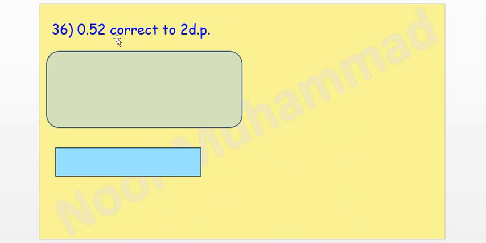Here it says 0.52 correct to 2 decimal places. So this is the keyword, 2 decimal places, right? Okay, now what are you going to do? If you go the short way, what can you write? Because you can put an extra 0 here, right? And then subtract 5 from it, add 5 to it. I'm talking only about the decimal part. Remember, here 5 will be added, 5 will be subtracted.